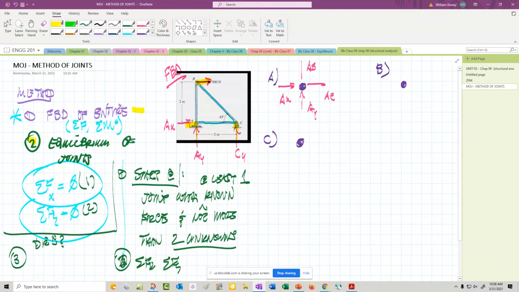What do we have at B? I have the 500 over here. I have AB here, and I have BC, and that's at 45. And then at C, I'm going to have CY. There's BC, and here I have AB. Now, I haven't drawn any directions on these members. Again, I'll just put a little blue next to them.